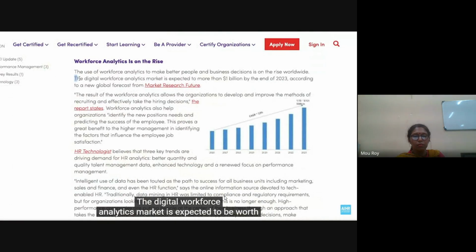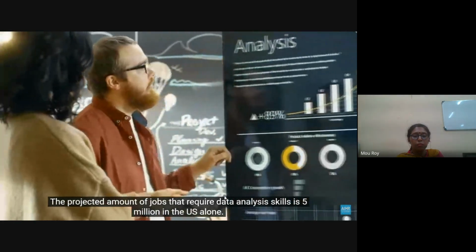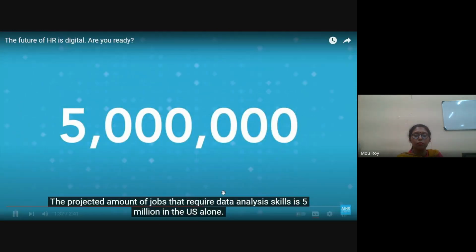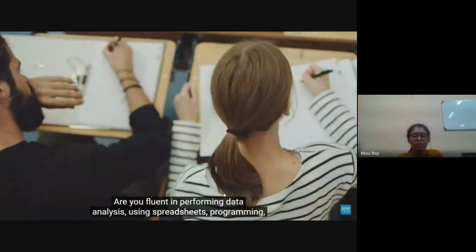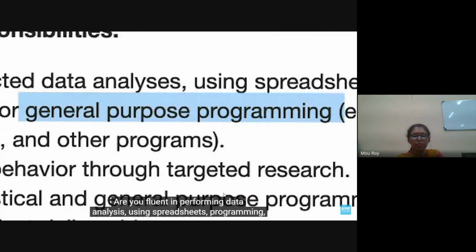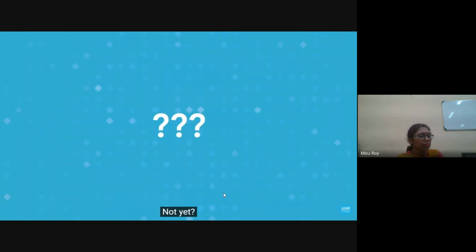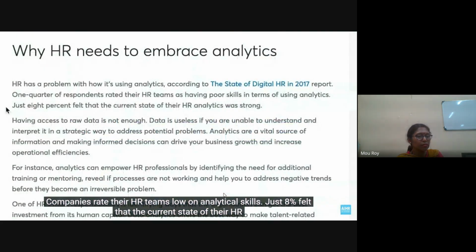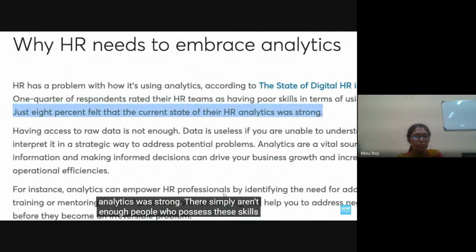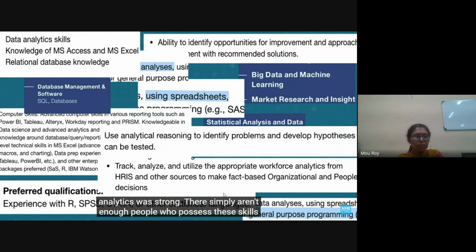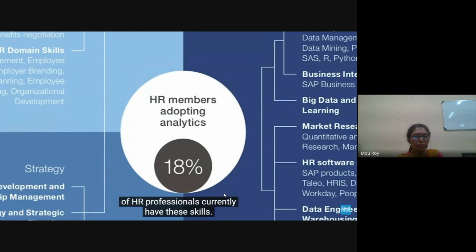The digital workforce analytics market is expected to be worth more than $1 billion by the year 2023. The projected amount of jobs that require data analysis skills is 5 million in the US alone. Great news, right? You have a chance to grab these opportunities. You just need the right skills. Are you fluent in performing data analysis, using spreadsheets, programming, interpreting statistics, database management, big data, machine learning, and predictive analytics? Not yet? That's no surprise. Companies rate their HR teams low on analytical skills. Just 8% felt that the current state of their HR analytics was strong. There simply aren't enough people who possess these skills to take on the data-driven jobs. In fact, a study by LinkedIn shows that only 18% of HR professionals currently have these skills.